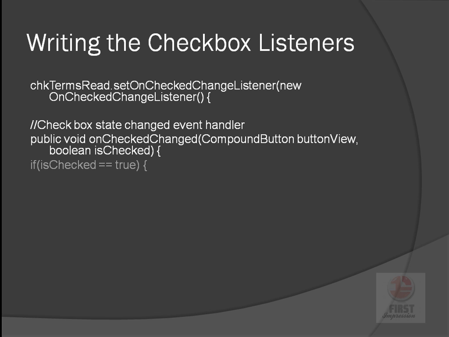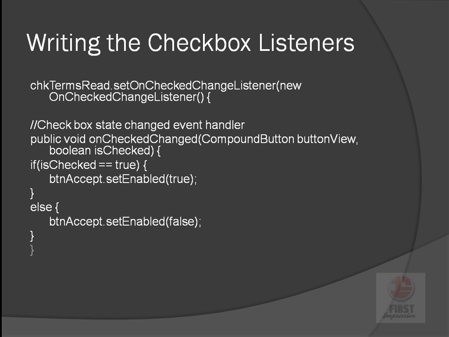So we'll check if is checked was true. That indicates that someone has clicked on it and checked it. If it was true, then we will say btn accept.set enabled true. Else we will say btn accept.set enabled false. By doing this, we'll make sure that if someone has checked the checkbox, then we will enable the accept button. If someone has unchecked the checkbox, we will disable the accept button. After this, we'll just say dlg.show. This will show the dialog on the screen to the user.